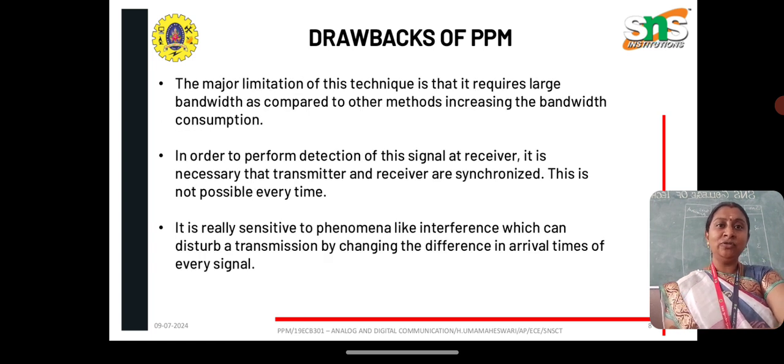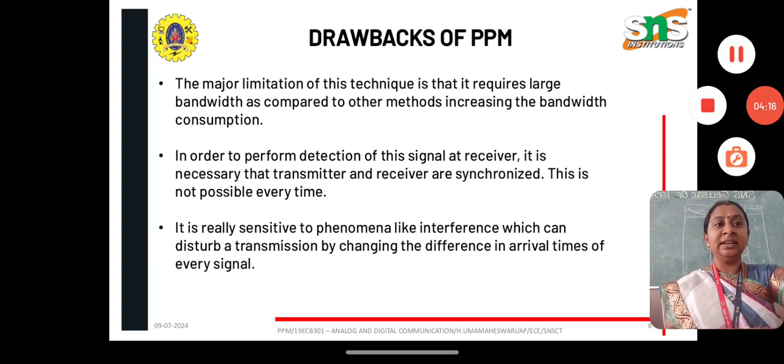The drawbacks of pulse position modulation are: it requires large bandwidth as compared to other methods, which increases the bandwidth consumption. In order to perform the detection of this signal at the receiver, it is necessary that the transmitter and the receiver are synchronized. Then it is really sensitive to phenomena like interference, which can disturb a transmission by changing the difference in arrival times of every signal.